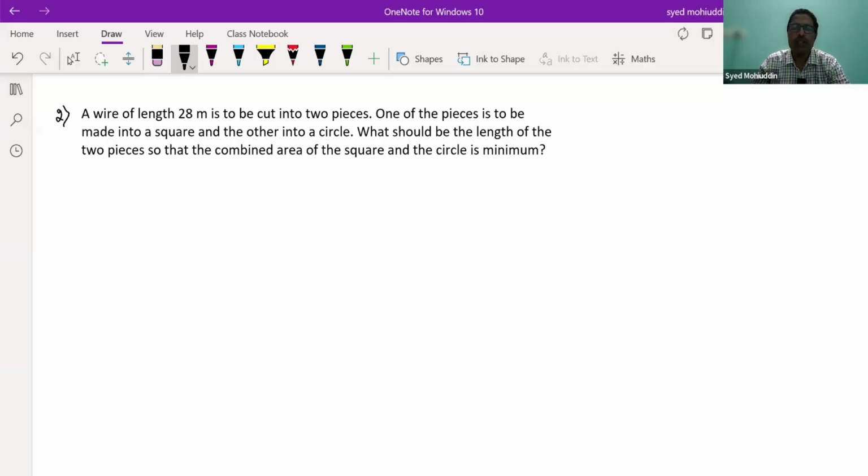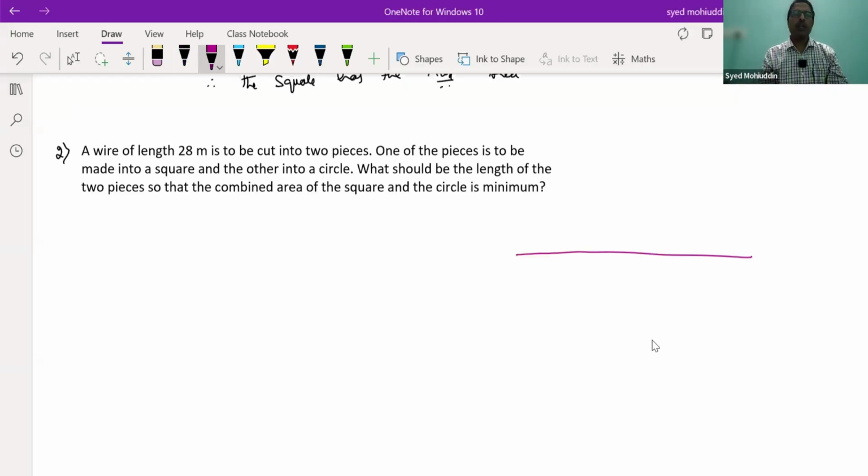Whose length is 28 meters, and accordingly we'll try to create a square as well as a circle. This is the wire you have, and the length of this wire is 28 meters. Total length is 28 meters. Now it is cut into two pieces. One of the pieces is to be made into a square and the other into a circle. We don't know where we need to cut. So let me take this as I'm cutting at this certain position. I'm taking this as say A, this as B, and this as C.